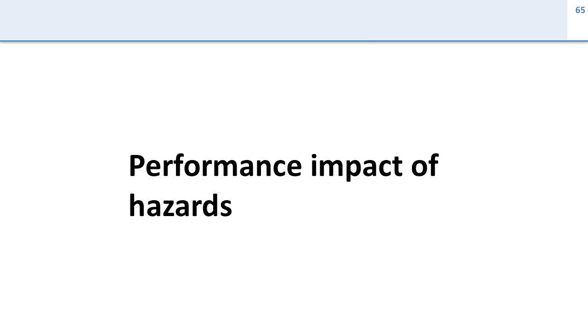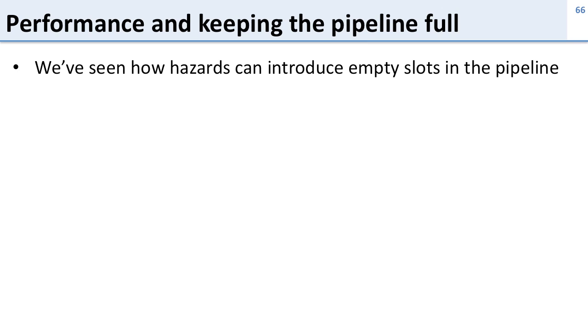So now that we've talked about the three different types of hazards, let's talk about the performance impact they have. So the performance is about keeping the pipeline full in a pipeline processor. And we've seen how the hazards can introduce empty slots in the pipeline. We can have bubbles or no-ops when we're waiting for results.